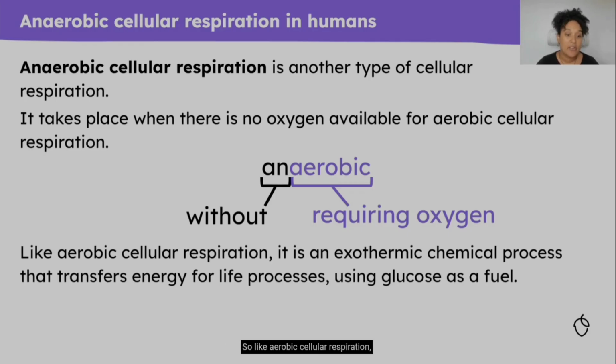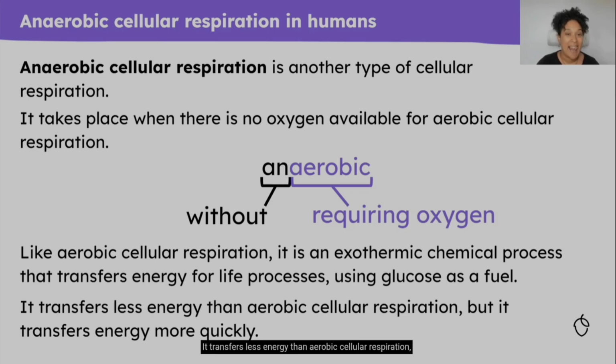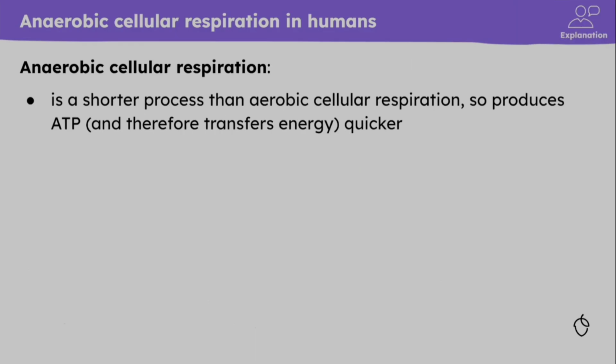So, like aerobic cellular respiration, it's an exothermic chemical process. So that means it transfers energy to the surroundings. It transfers energy for life processes and uses glucose as a fuel. It transfers less energy than aerobic cellular respiration, but it transfers energy more quickly. And we can look at that in the context of ATP as well.